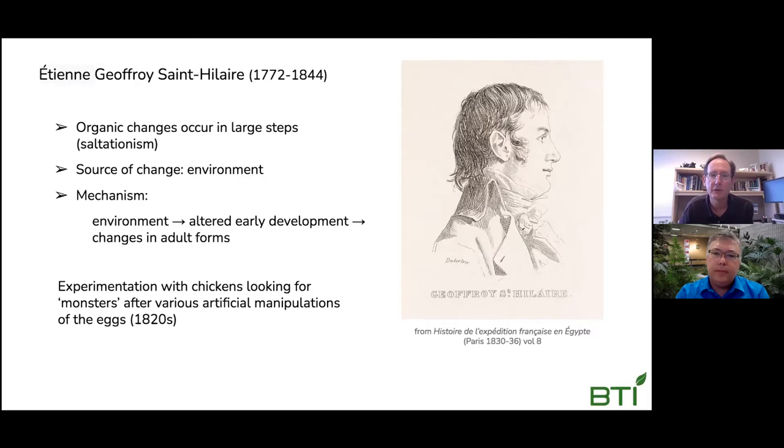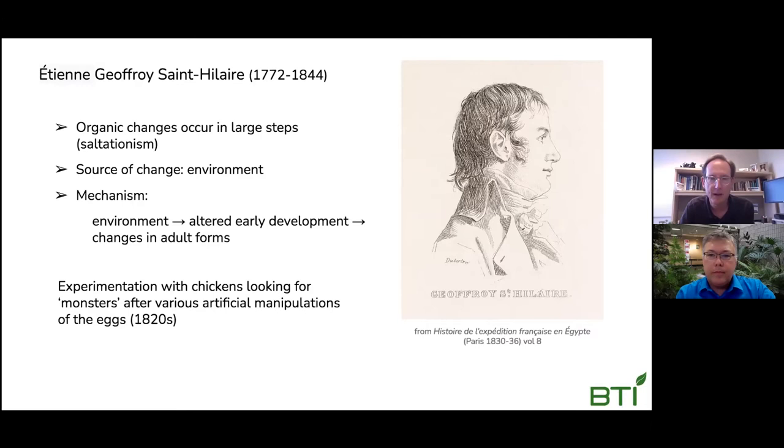He believed that organic change would happen in large steps. That's something you're going to see again and again. So this idea that you can go from, say, one form to a very different form, maybe even a different species, in one jump, versus doing it gradually, is an idea that has been debated back and forth.